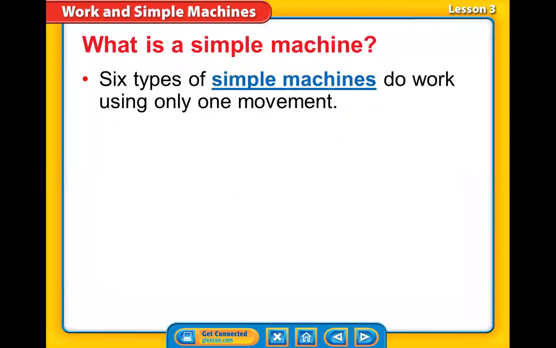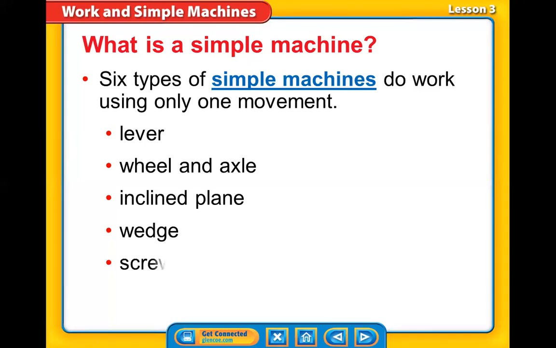We studied last time that we have something or a device that we use in our daily life to make the work or the tasks easier for me without decreasing the needed work. We call them simple machines. Today we are going to introduce that we have different types of simple machines that do the work using only one movement. How many types? We have 6 types, which are levers, wheel and axle, inclined planes, wedges, screw, and pulley. So we have 6 types of simple machines that we use in our daily life to make the work or the tasks easier for me without decreasing the needed work.